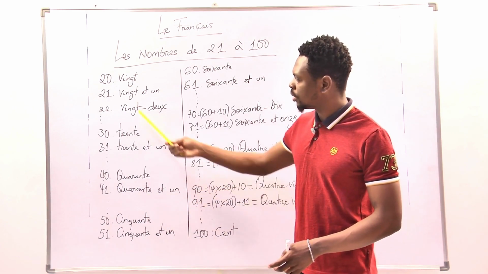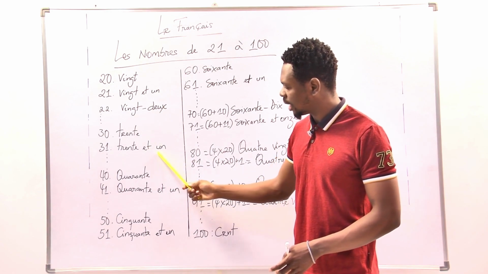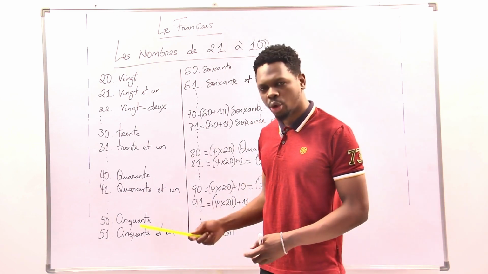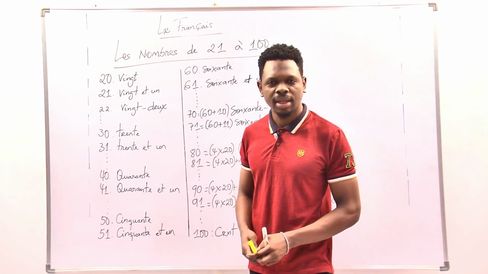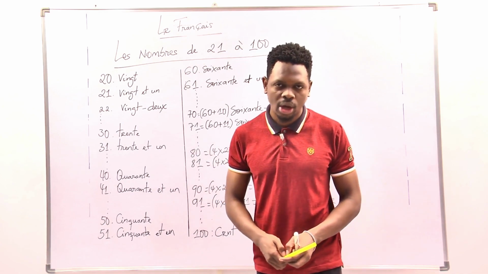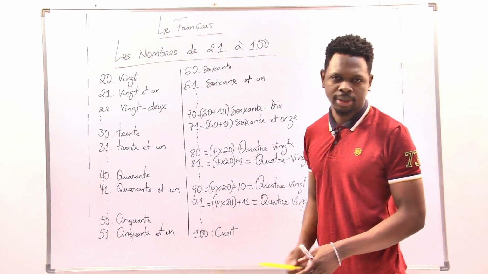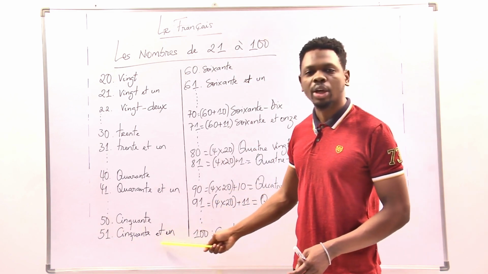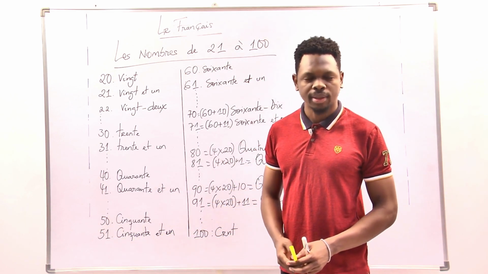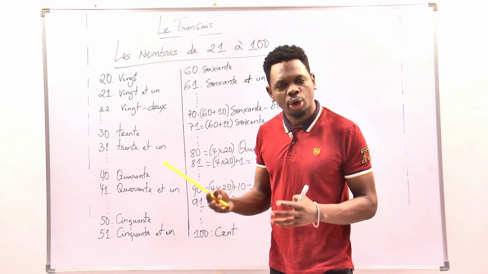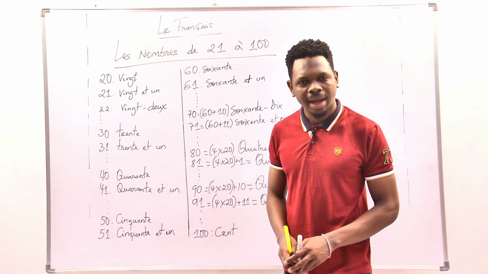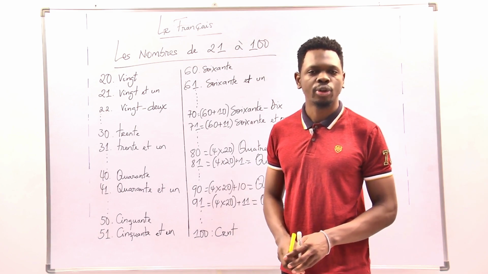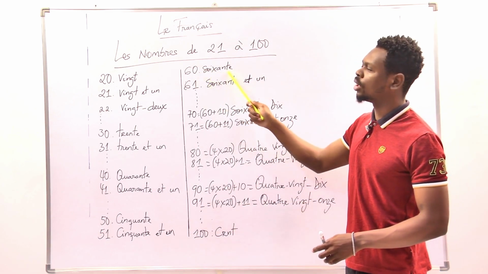We have 41. The same way, you notice plus 1, we say et un, et un, et un. That means 41. We continue the same way: 42, 43, 44, 45, 46, 47, 48, 49. We have 50. We have 51. The same way we continue: 52, 53, 54, 55, 56, 57, 58, 59, and 60.